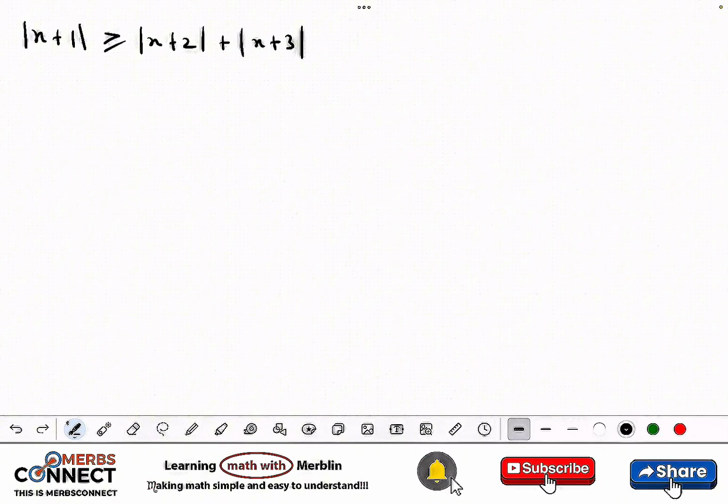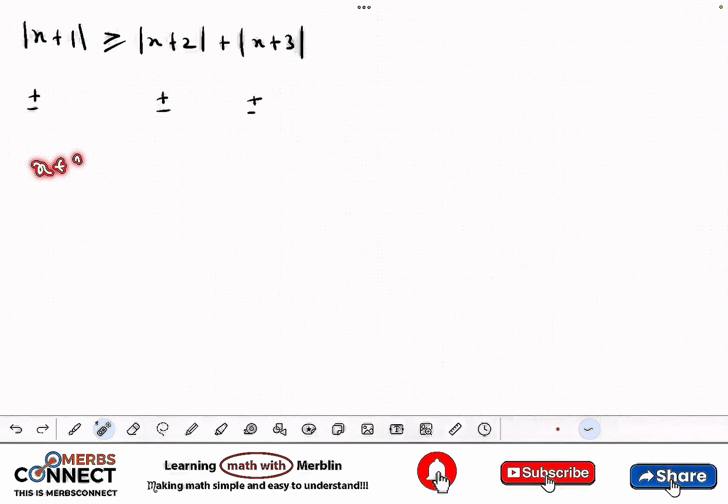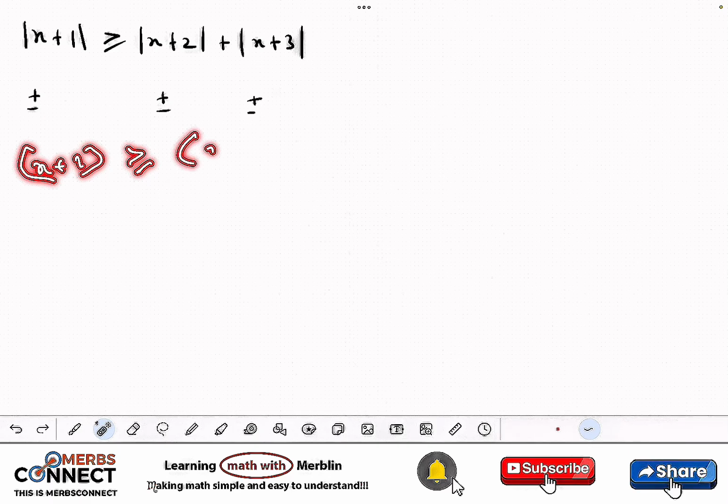If we use the idea of changing the absolute value to plus or minus, then each of these three will give us plus or minus. So what will be the combination? When I pick positive, positive, positive, it means I'm going to pick x plus 1 is greater than or equal to x plus 2 plus x plus 3. That is the first one.